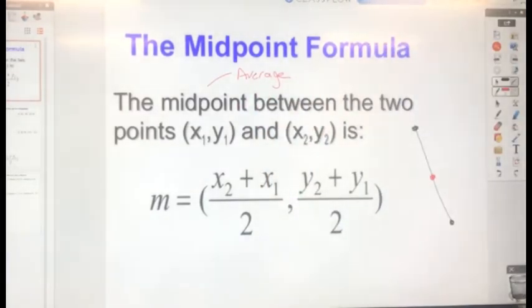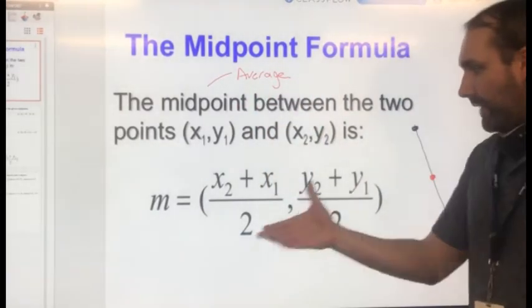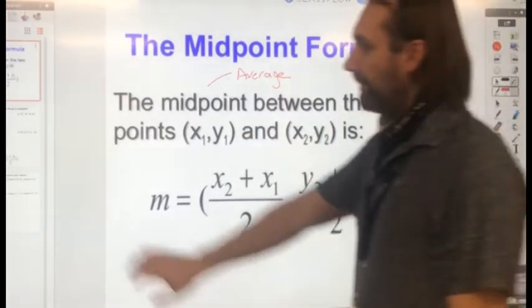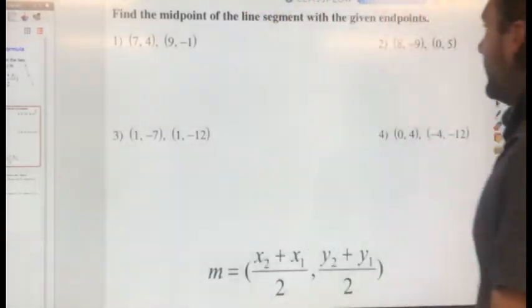So since you're dual credit and you have to memorize formulas, to memorize the midpoint, just think you're taking the average of your x and your y. Let's look at a couple examples.